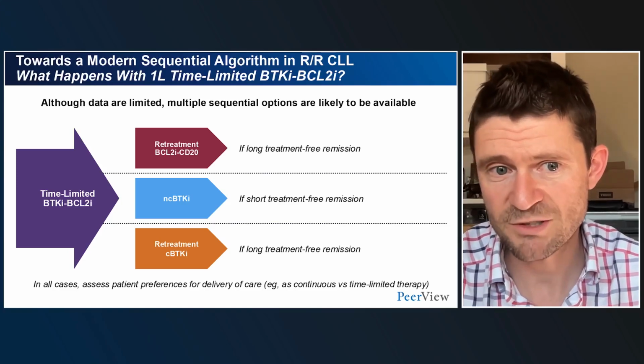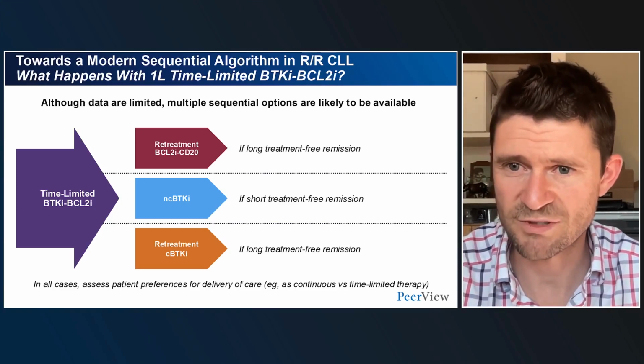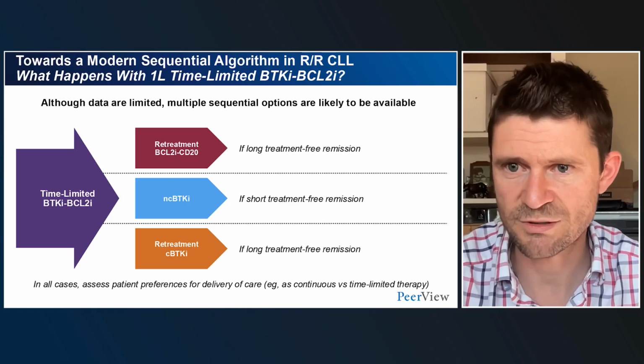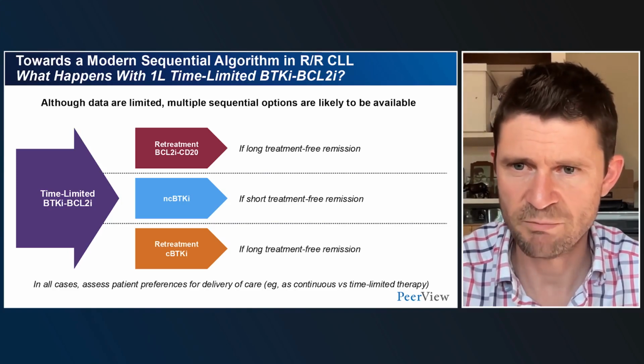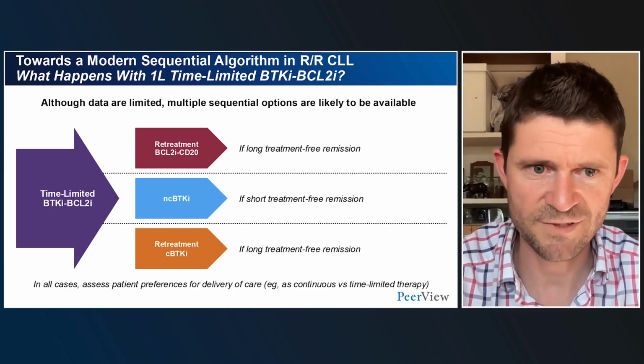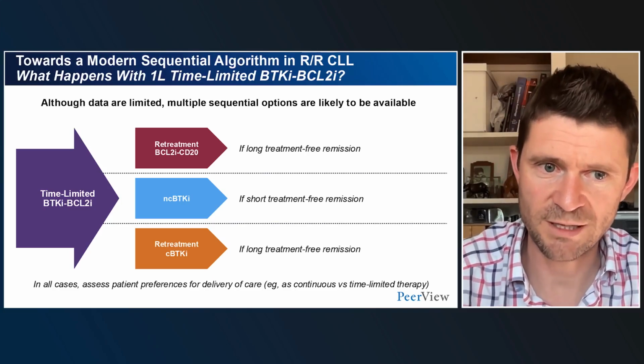Non-covalent BTK inhibitors could also potentially be an option here. But of course, these patients aren't necessarily resistant to covalent BTK inhibitors, so although one might be able to use these agents in this space, they may be agents that perhaps might be better saved for later. I think that could be debated. And then, of course, retreatment with covalent BTK inhibitors.